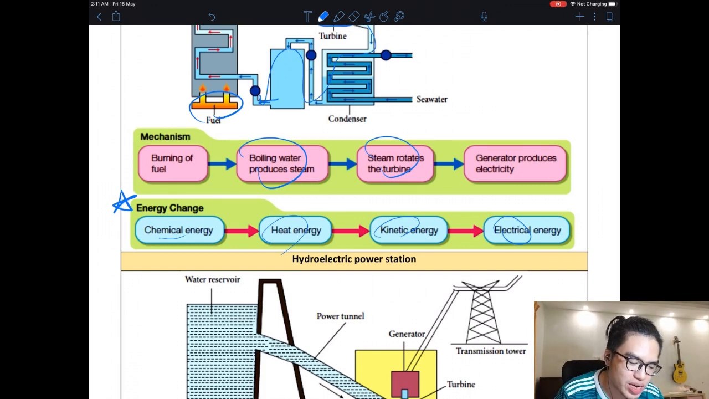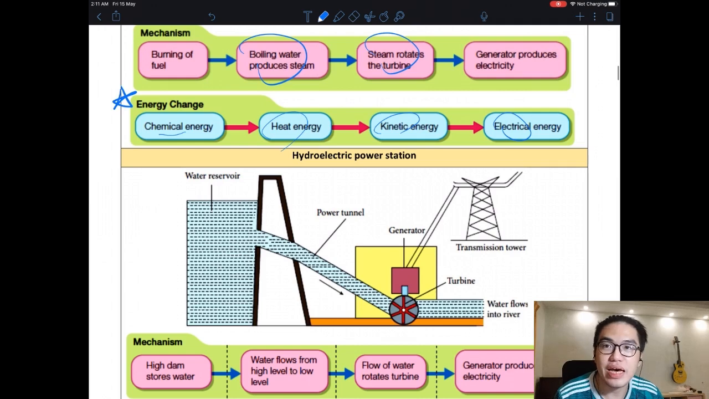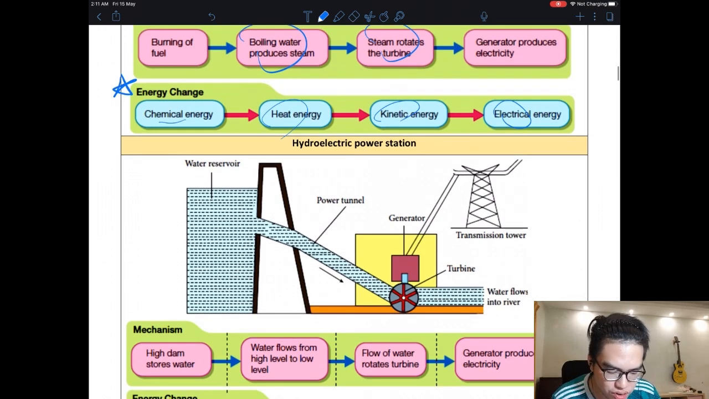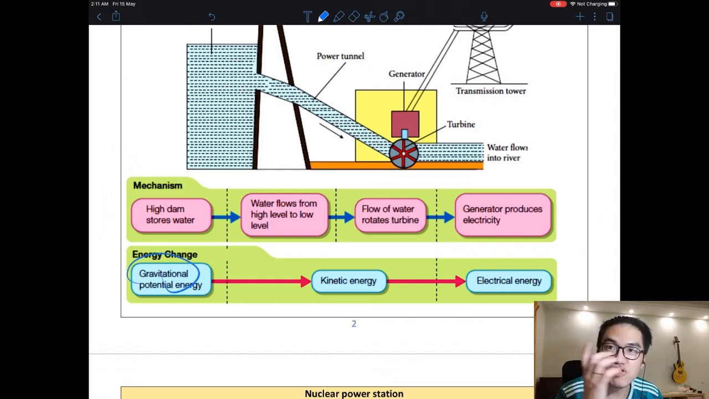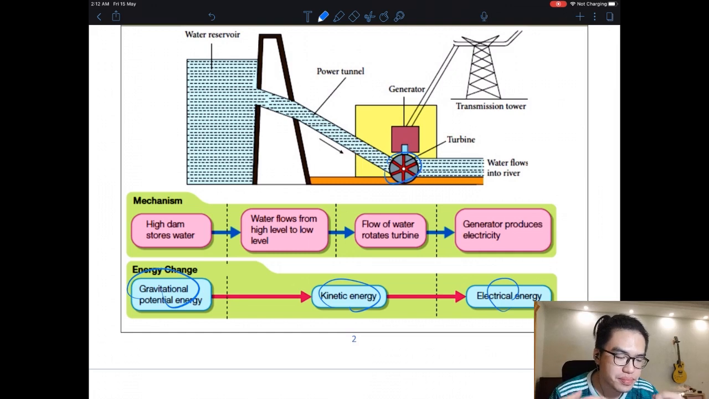So hydroelectric, same thing, but this time there is no burning. Straight away you have kinetic energy. You have GPE, gravitational potential energy. You learned this last year. It will change into kinetic, and then it will change into electrical. Same thing. I'm spinning the turbine, which will spin the generator. Like I said, all generators work the same way. I just have to spin the turbine. There are millions of ways to spin the turbine.